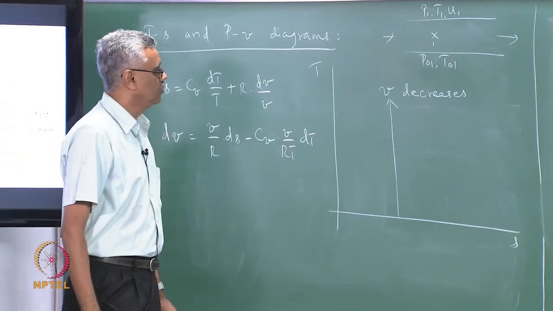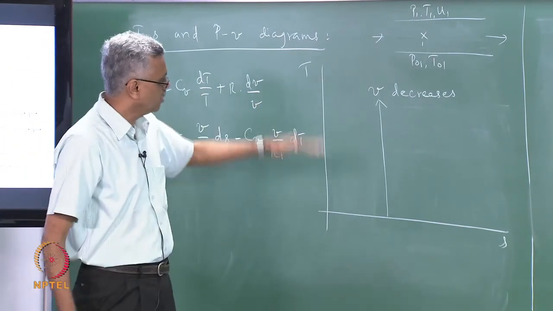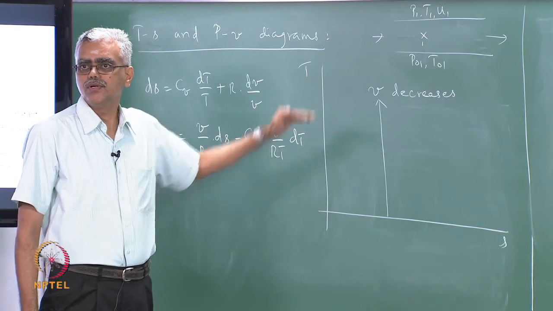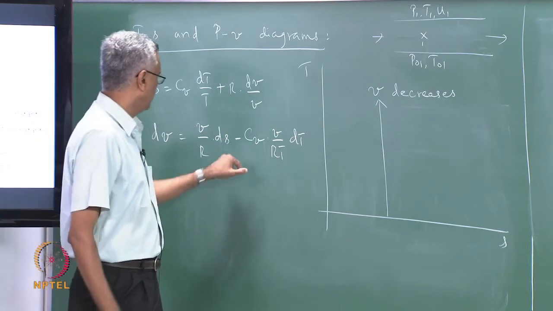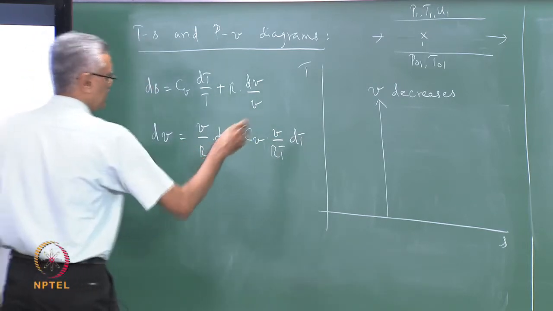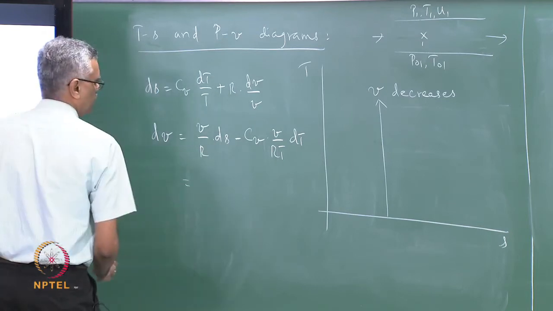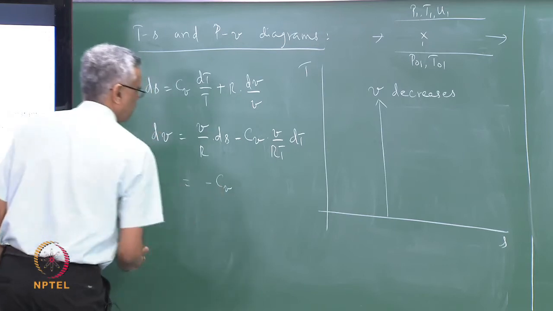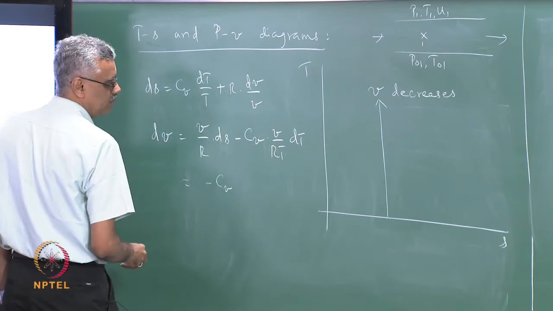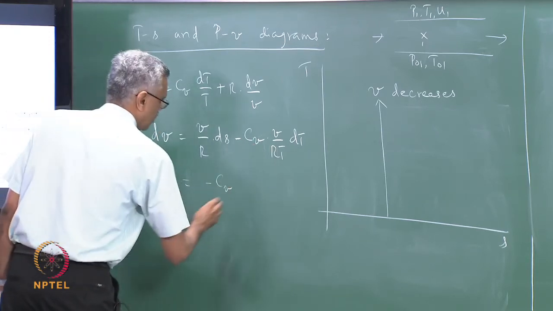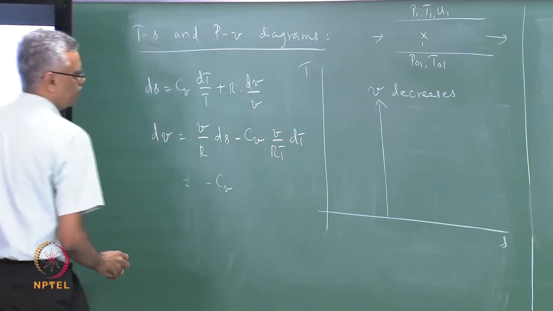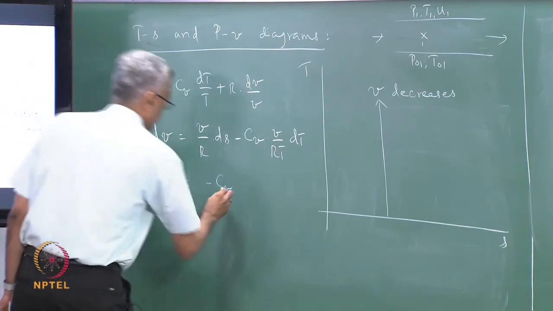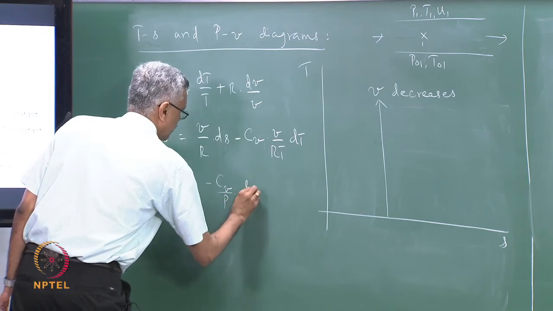Now I want to look at V equal to constant lines. And before I even do that, if I look at this, as I move in a vertical direction, ds is equal to 0. So I can write this as minus Cv V over RT, and remember PV is equal to RT, so V over RT is 1 over P. So dV is minus Cv over P times dT.